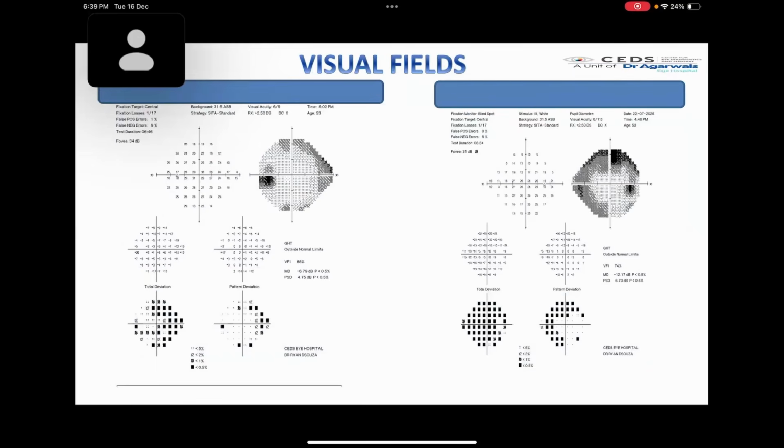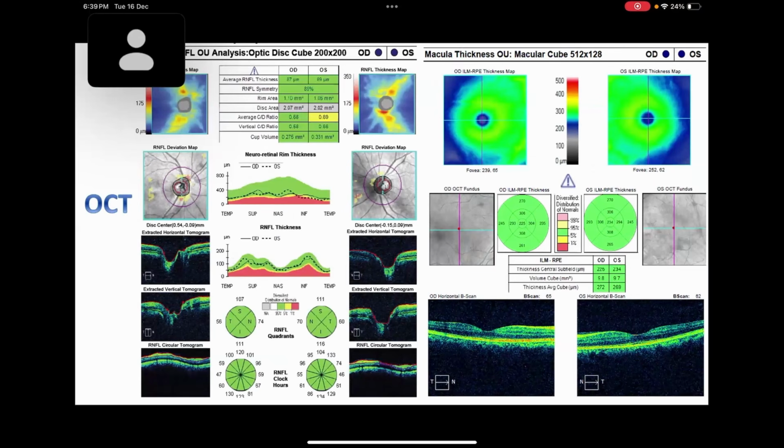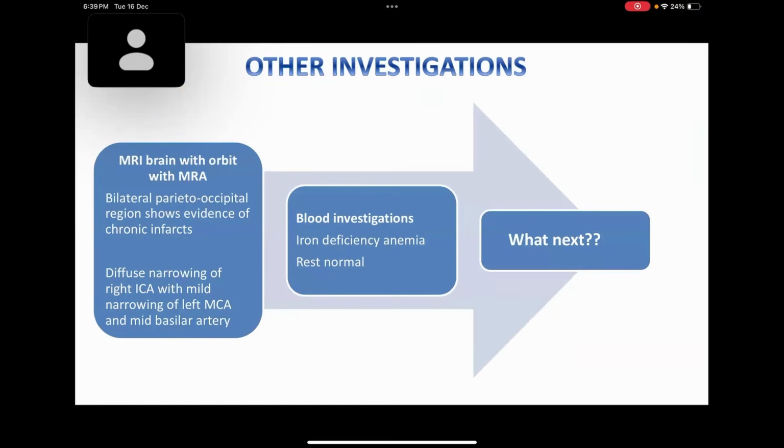So I decided to get her to do her visual fields, and as we can see, there is some mild constriction of the peripheral vision affecting both eyes. Then I did her OCT, just as documentation, in case there was something that I was missing. It was all normal. Then I wanted to know what I was dealing with.